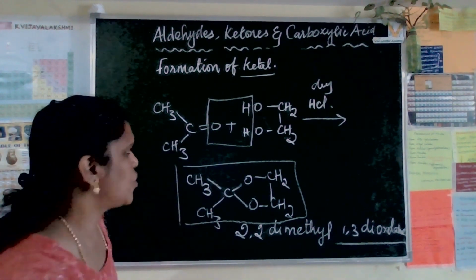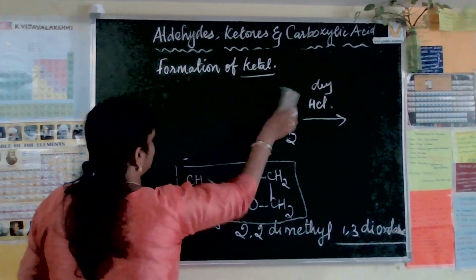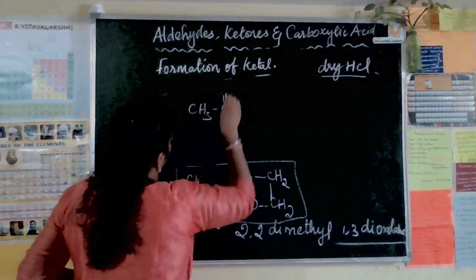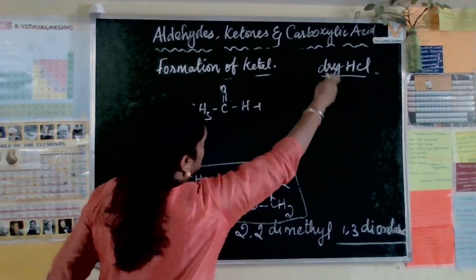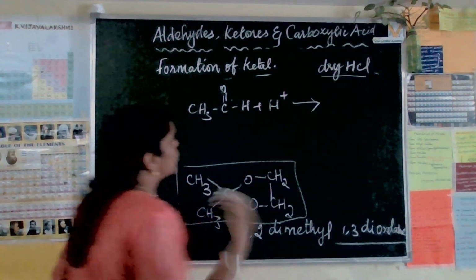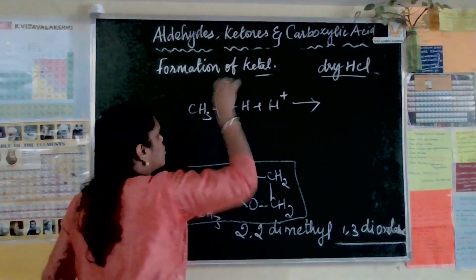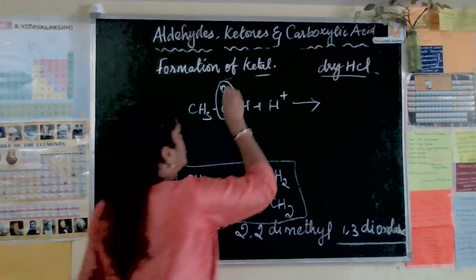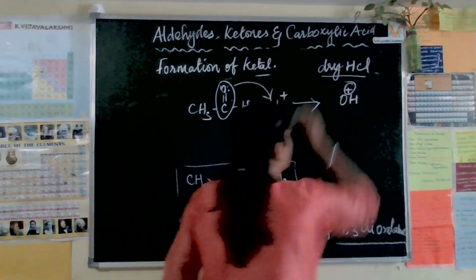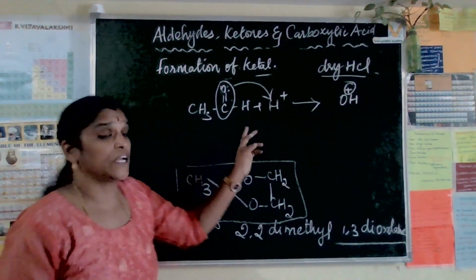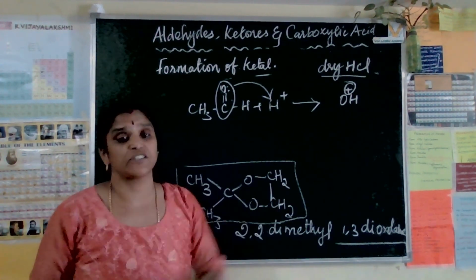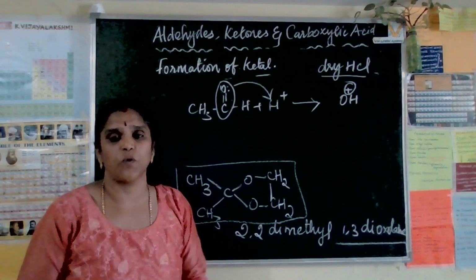Okay, now in this I wanted to mention one small mechanism. Here, the aldehyde CH3CHO reacts with dry HCl, that means H+ ion. So it protonates the oxygen of the carbonyl compound, and protonated alcohol formation takes place. It is very highly positive, so you get a nucleophilic addition reaction, a nucleophilic addition product.